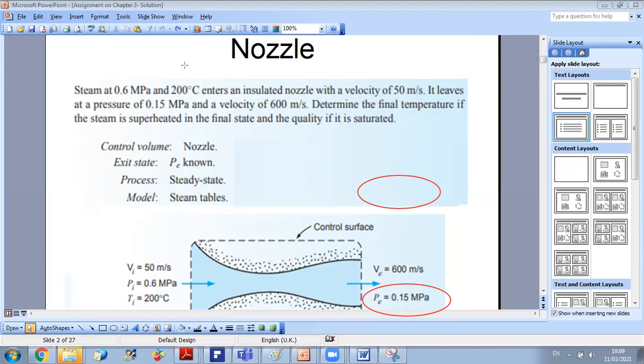So let us check. They didn't even tell us what the final state is. They said, determine the final temperature if the steam is superheated in the final state, and the quality if it is saturated. So here I have two possibilities at the exit. It might be in the superheated state, or it might be in the saturated state. To know, I should find the two values and then go to my tables to know in which state I am.